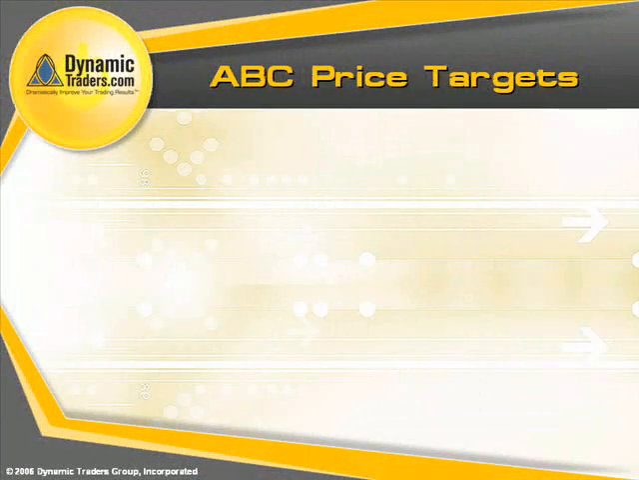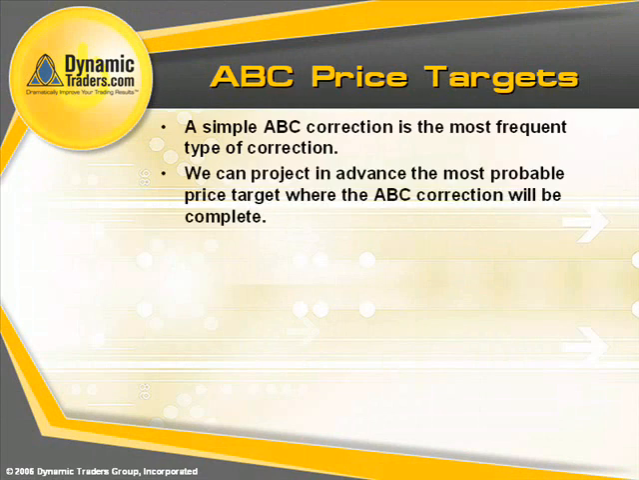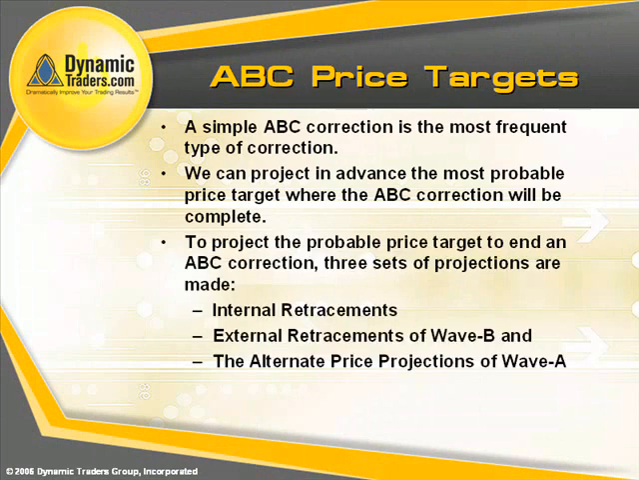Okay, let's get started by looking at ABC correction price targets. A simple ABC correction is the most frequent type of correction. Using this system, we can project in advance the most probable price target where the ABC correction will be complete. Now, to project the probable price target to end an ABC correction, three sets of projections are made. First, we make internal retracements, then we make external retracements of wave B, and then finally, the alternate price projections of wave A. Let's take a look at an example.